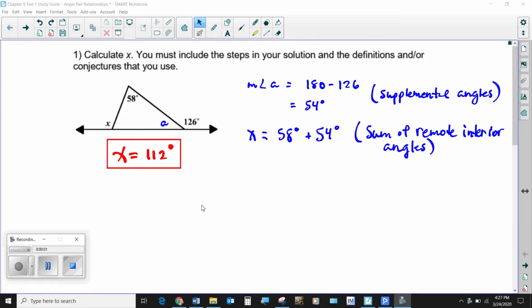Alright, let's take a look and see how well you did on this first study guide we did yesterday. Problem number one says calculate x. You must include the steps in your solution and the definitions and/or conjectures that you used. Oh goodness. Okay, well, I've done most of that work here.